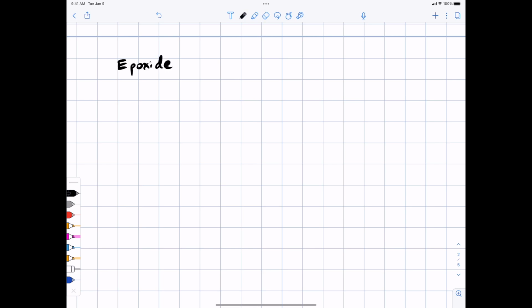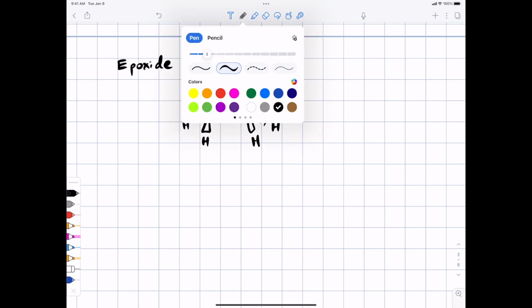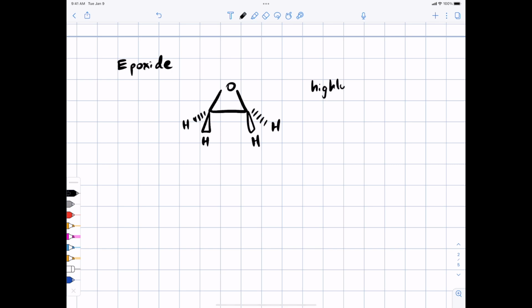So, what is an epoxide? It is a three-membered ring containing an oxygen. So it's an oxygen version of cyclopropane. Let's talk just briefly about how to draw these. I'm drawing a very simple epoxide. Each of these carbons you can think of as sp3 hybridized, though you've got the bond angle strain issue that we talked about before for cyclopropane rings. So we can call this highly strained.